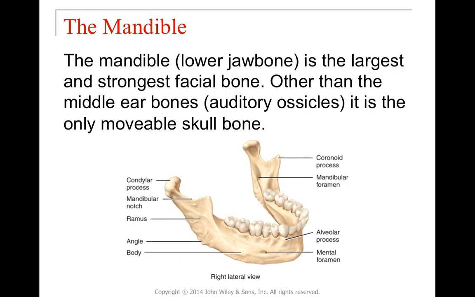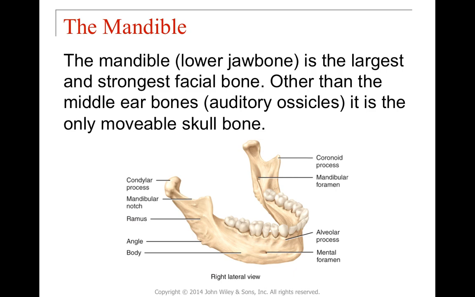All right. So we had the mandible removed for the last set of slides. Let's talk about the mandible for a second. That's your lower jawbone. It is the strongest of your facial bones, and it is the only movable skull bone if you exclude the inner ear bones. Again, those are called the auditory ossicles. We have 3 in both ears, so 6 total, and we'll talk about them separately.